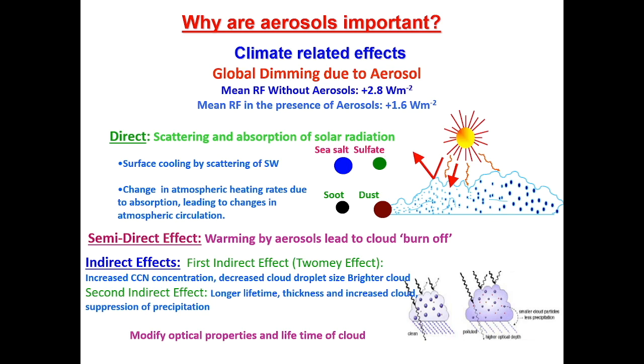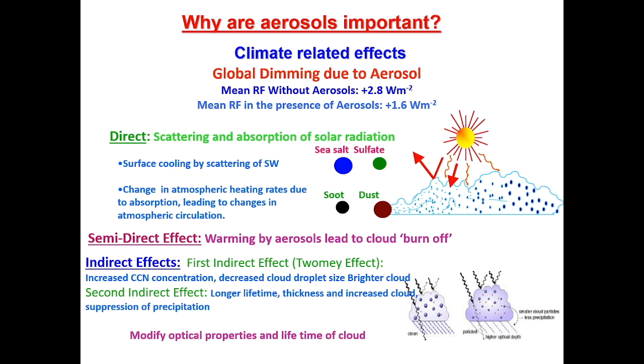So this way, these aerosols indirectly affect the climate, and it is called the indirect effect, or sometimes the Twomey effect, because Twomey was the scientist who first studied this effect of cloud condensation nuclei, and showed how an increase in the number of cloud condensation nuclei will change the rate of rainfall, and so on and so forth.